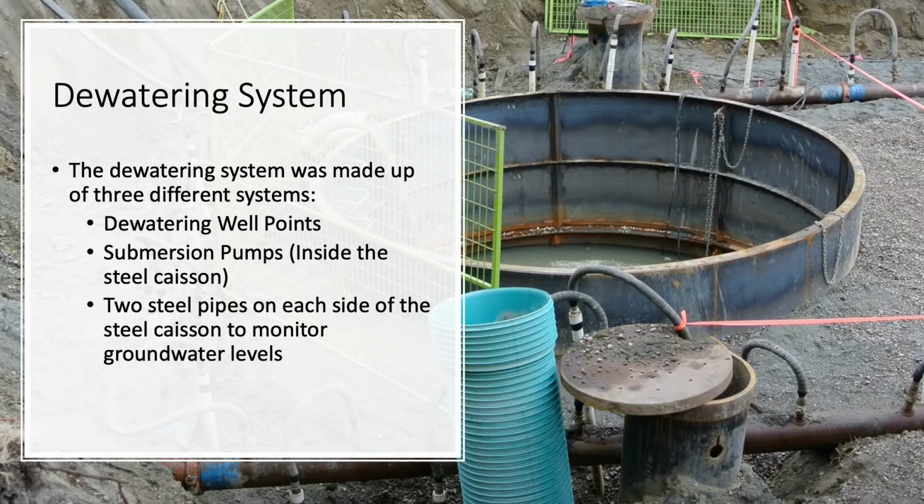The dewatering system was made out of three different components. The dewatering well points were used to extract water before extracting the soil from inside the cage. Next, the submersible pumps were inside the steel casing, and then two steel pipes, as shown here, were used to monitor the groundwater levels.